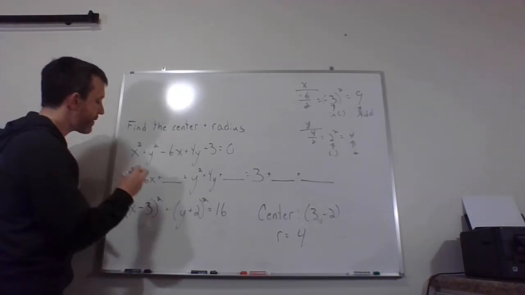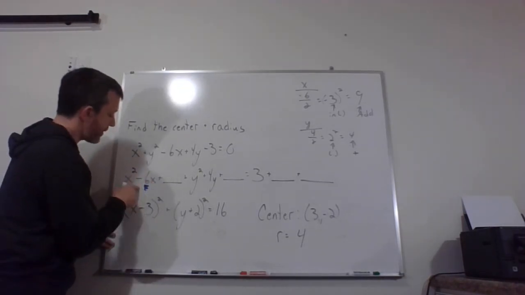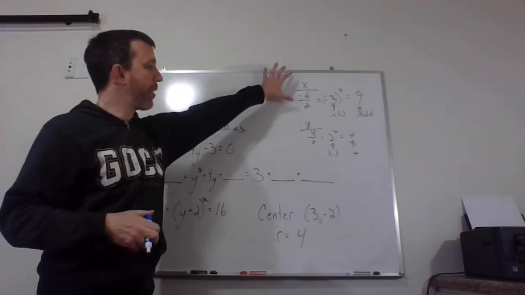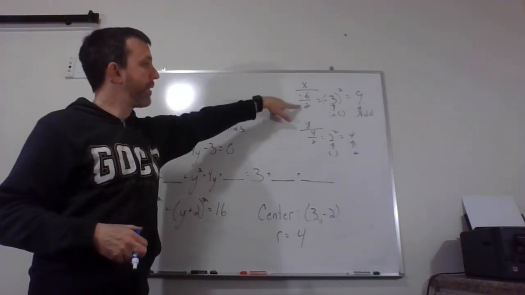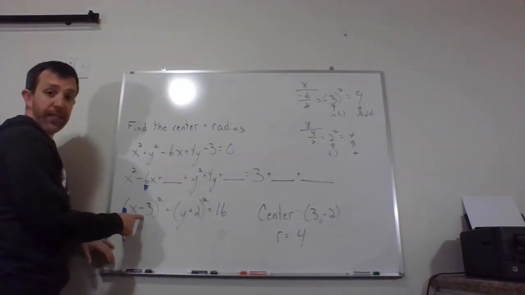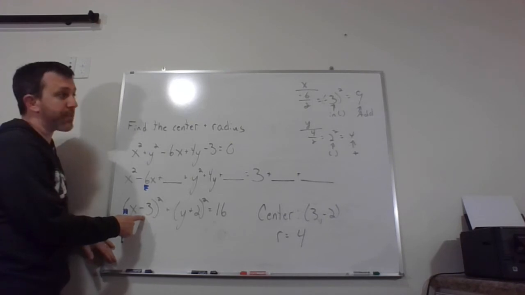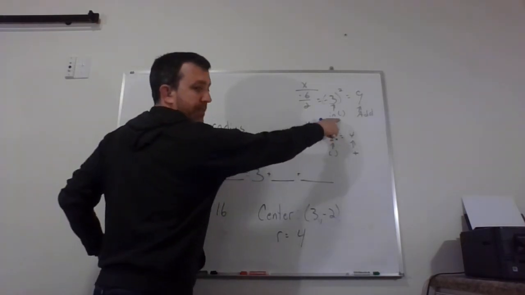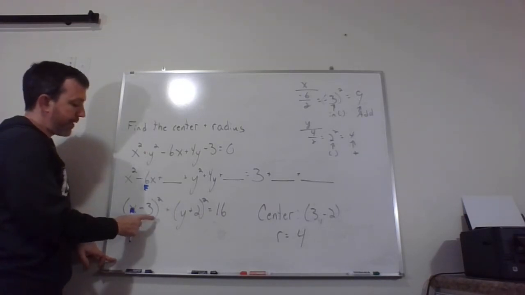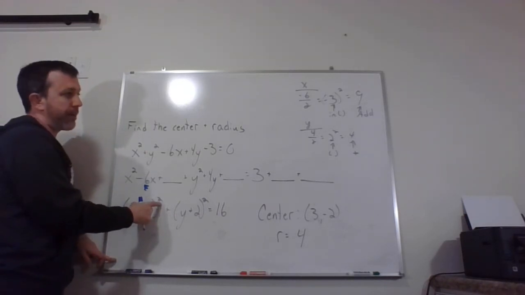So the idea is you take the number with the x. In this case, you take that negative 6. I take the negative 6, and I brought it over here so we can see it, and I cut it in half. Negative 6 over 2 is negative 3. Now notice that negative 3, hey, that's what goes inside the parentheses. So my minus 3 goes in the parentheses with the x. There's my x minus 3 squared.